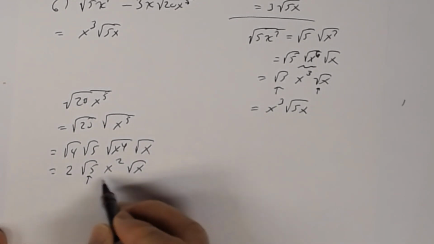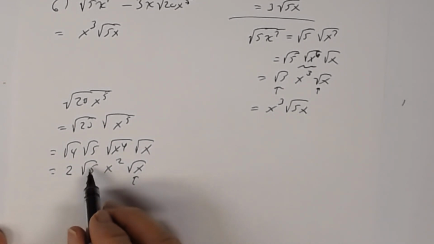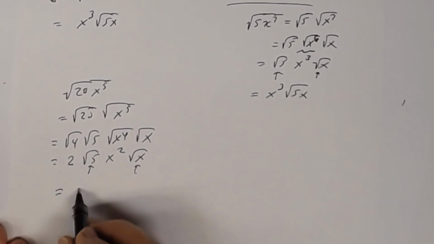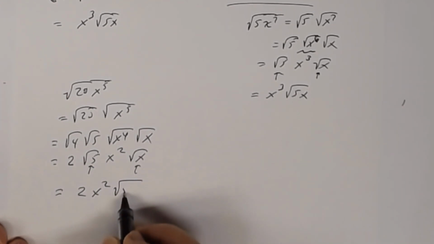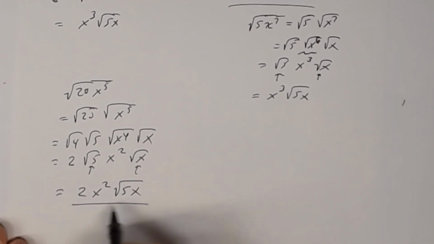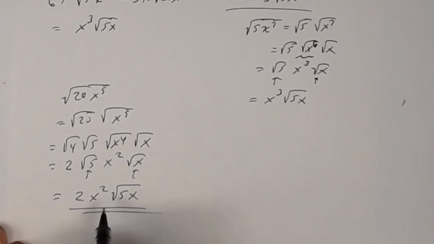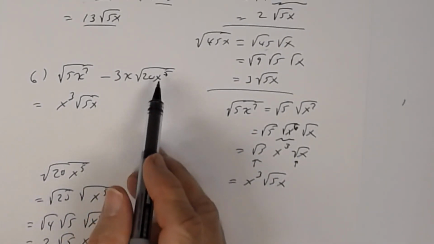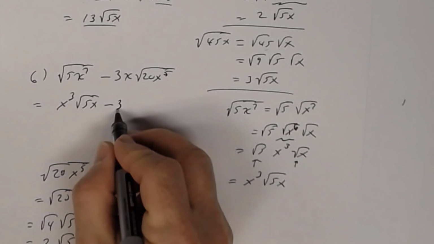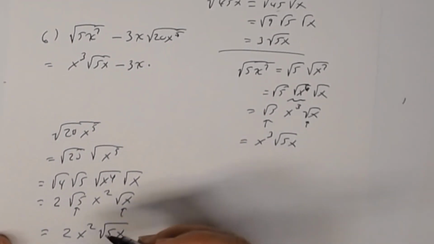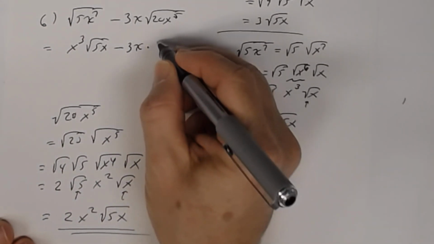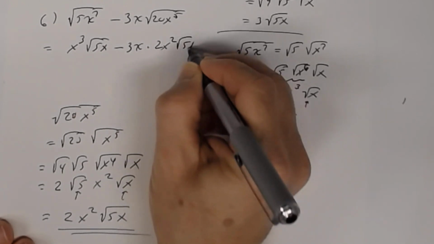But I can multiply these together because the indices are the same. So this becomes 2x squared times the square root of 5x. And so that's your answer there. Oops, sorry, that is this part here. So I get minus 3x times 2x squared square root of 5x.